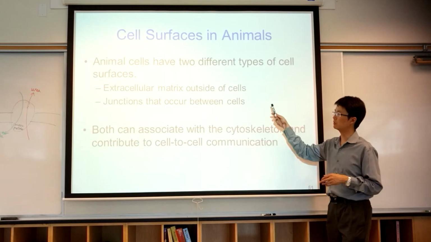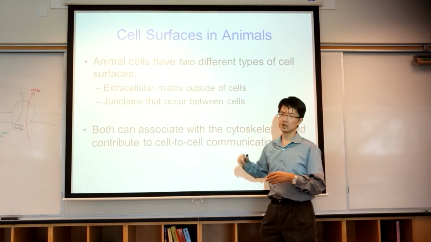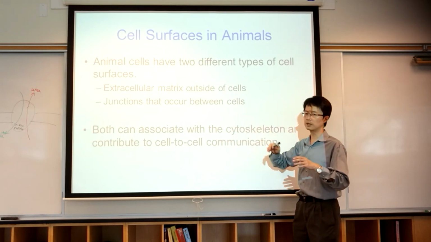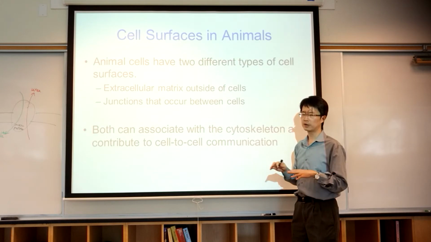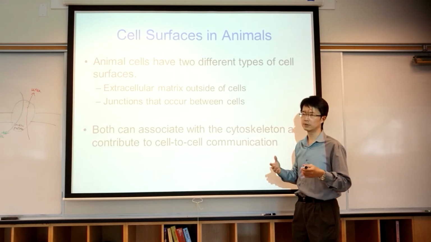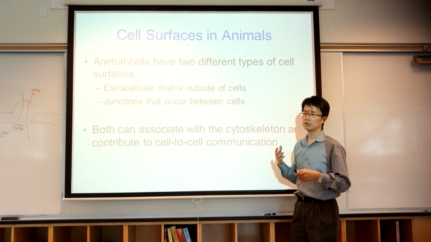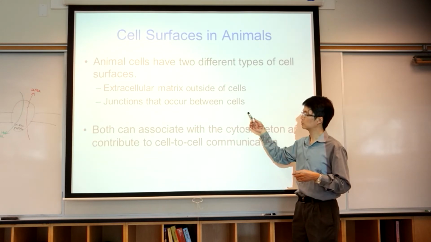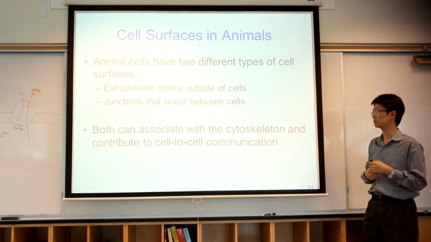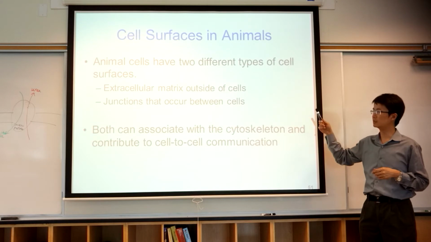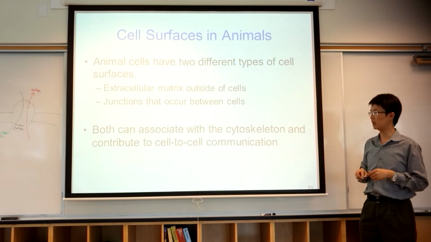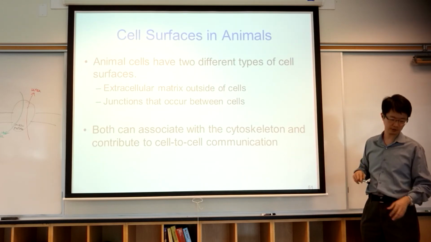One is called extracellular matrix, or we call it ECM. You will see this acronym ECF, it means extracellular fluid. It's basically the fluid that is bathing the cells. The fluid bathing the cell, those are the extracellular fluid. In other words, cytoplasm can be considered as one of the intracellular fluid. And outside the cell, you can also form junctions to connect cell and cell together. Both the ECM and the junction can be associated with the cytoskeleton and also contribute to cell-cell communication.